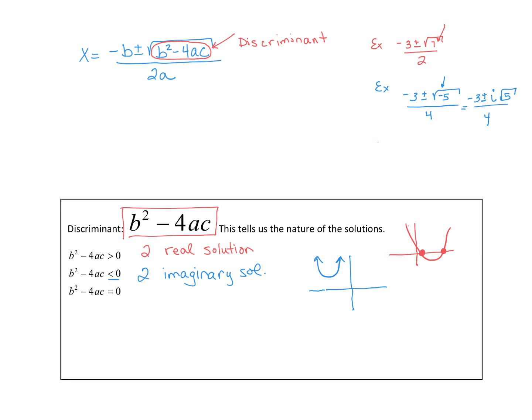Lastly, if we have a discriminant that turns out to be 0, in this case, negative 3 plus or minus 0 is just negative 3 over 6, or negative 1/2. So in that case, we get one real solution, and it means that it is going to cross the axis at just one place, and that one place is going to be the vertex.